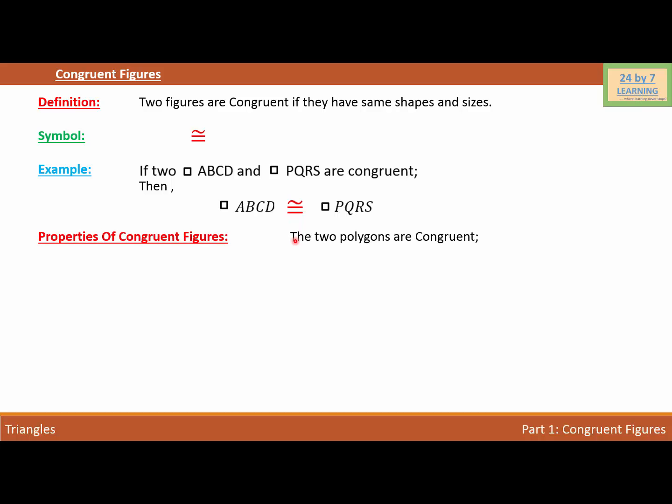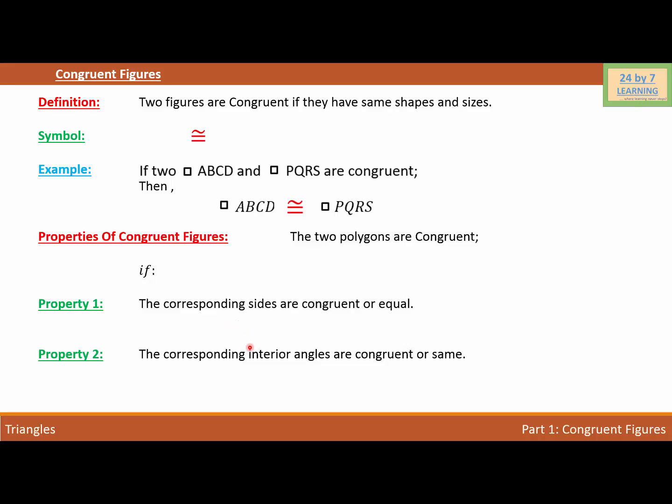Properties of congruent figures. Two polygons are congruent if: property 1, the corresponding sides are congruent or equal; property 2, the corresponding interior angles are congruent or the same. Let's consider an example to understand the congruency of two figures.